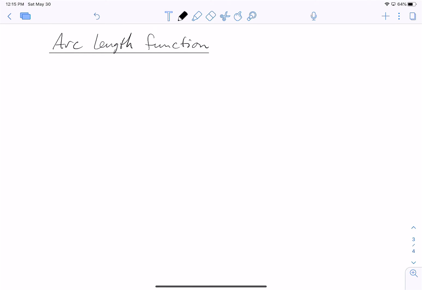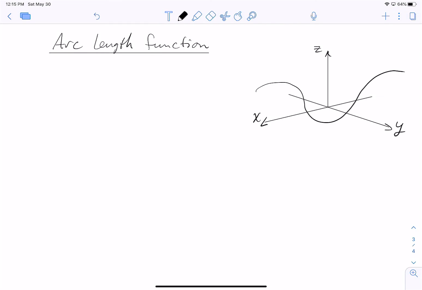Given a curve, whether in R2 or R3, starting with any particular point on the curve, we can develop what's called an arc length function that'll give us the length of the curve as t increases from that point. Here's what I mean. Suppose we have here a curve in 3 space and a point P on the curve, and the curve is increasing in a direction here as t increases.